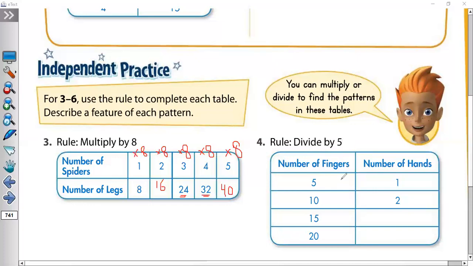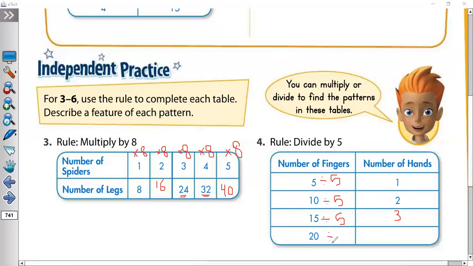Divided by 5. So 5 divided by 5 is 1. Because any number divided by itself is 1. 10 divided by 5 is 2. Because 2 times 5 is 10. 15. We are going to divide it by 5. 15 divided by 5. What times 5 equals 15? Yes, it's 3 because 3 times 5 is 15.